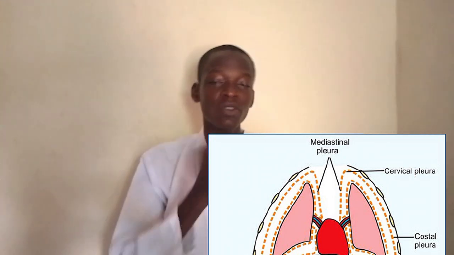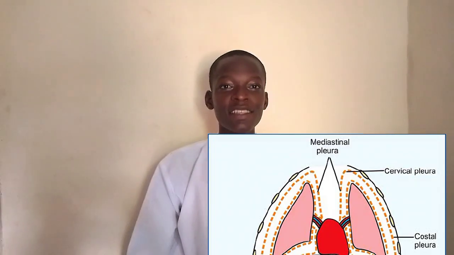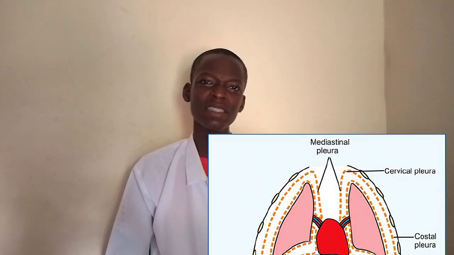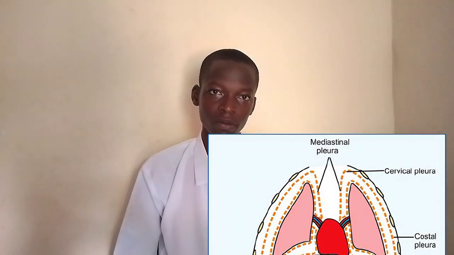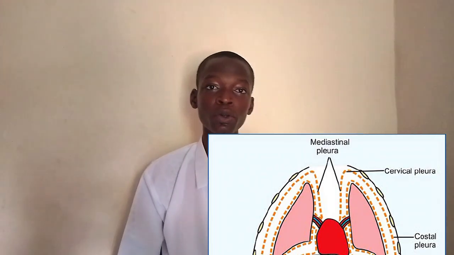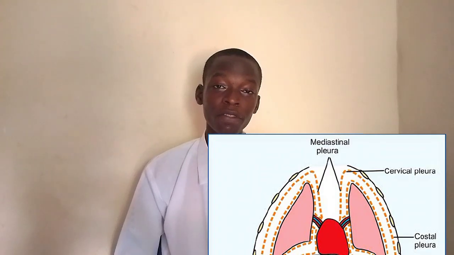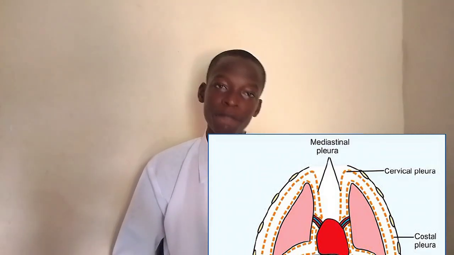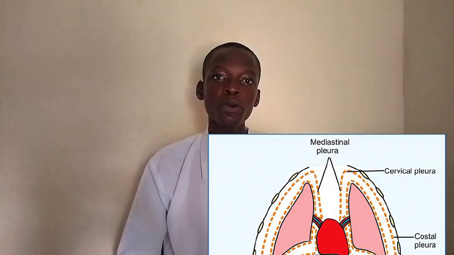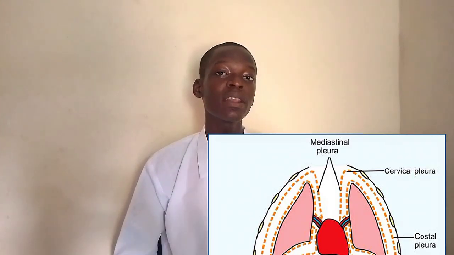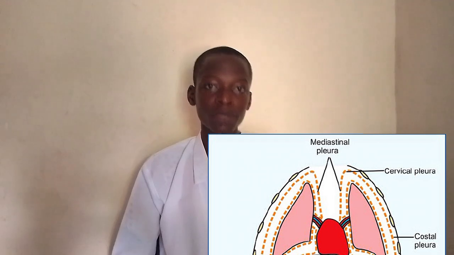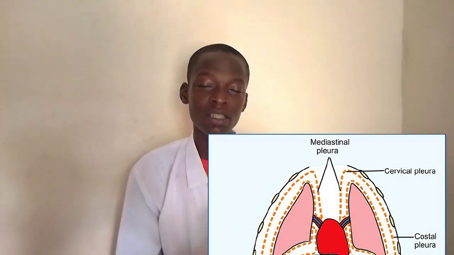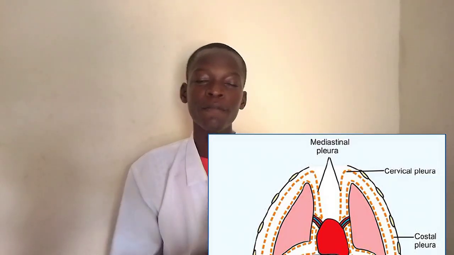The neck of the first rib is the posterior relation of the cervical pleura, and there are structures passing in front of it. What are these structures passing in front of the neck of the first rib? They include the ventral ramus of the first thoracic nerve, the first posterior intercostal artery, the first posterior intercostal vein, and also the sympathetic chain. These are the four structures that pass in front of the neck of the first rib.